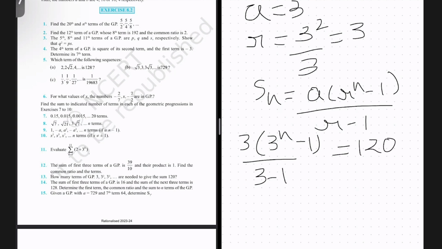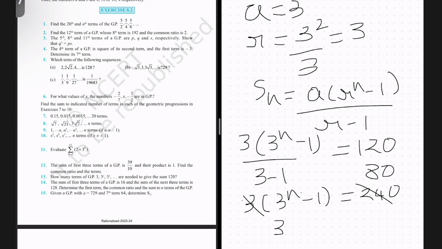Multiplying both sides by 2, you get 3 into 3 raised to the power n minus 1, and you get 240 over this side. 3 and 3 get cancelled. This becomes 80. So you have 3 raised to the power n minus 1 as being equal to 80. Adding 1 on both sides, you have 3 raised to the power n equals 81.